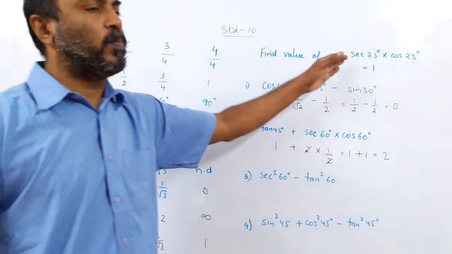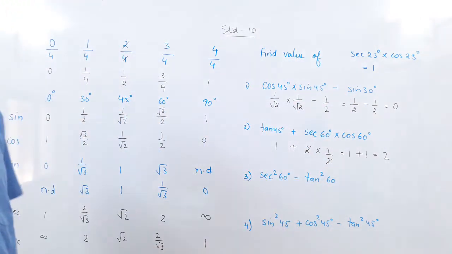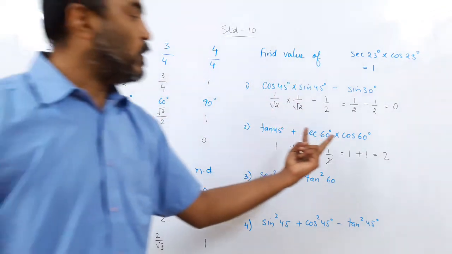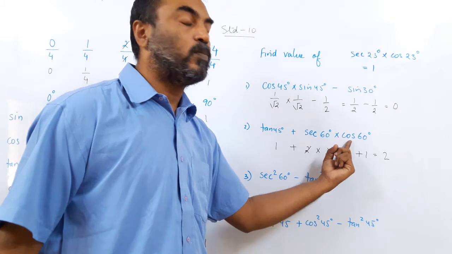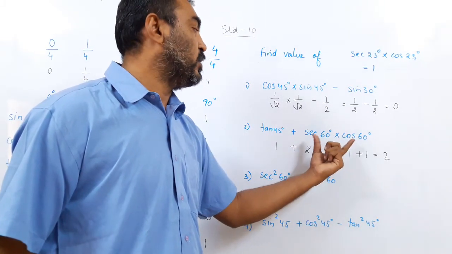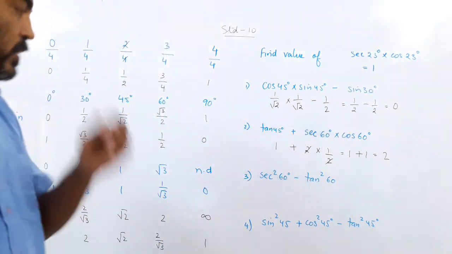And the same rule applies for sine and cosec also, and tan and cot also. But we will get back to that later on. What I'm telling you to remember is that sec and cos are reciprocals, sine and cosec are reciprocals, tan and cot are reciprocals. For reciprocals, when the degree is the same, the product will give us 1.